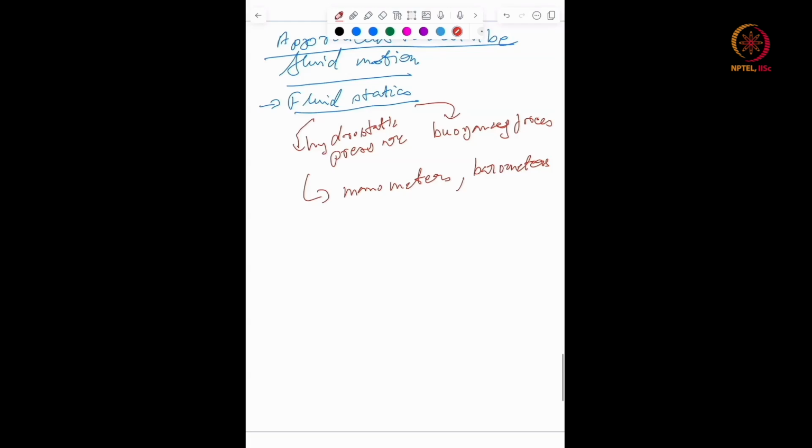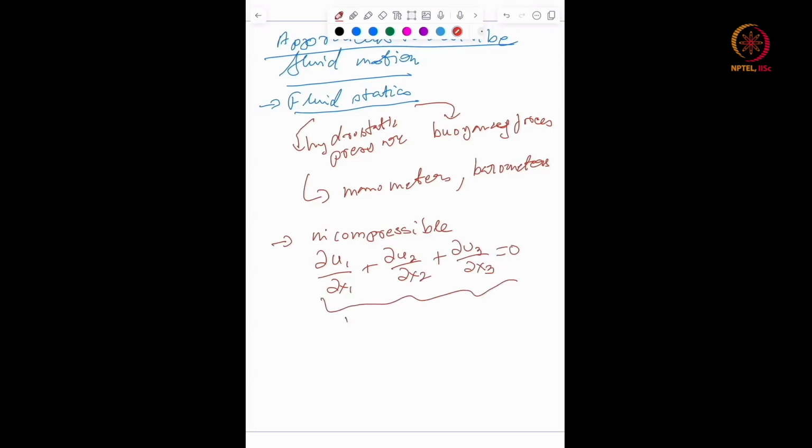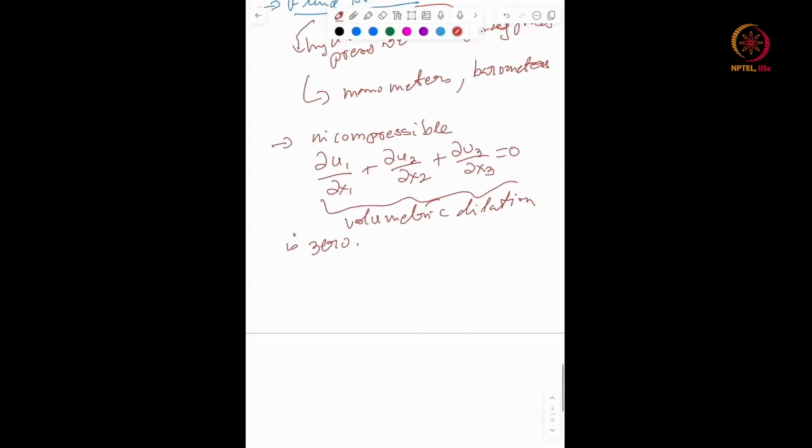Okay, then of course you have fluids which are basically incompressible. The incompressible fluids will have the condition that du1/dx1 plus du2/dx2 plus du3/dx3 will be equal to 0. This is in other words called the volumetric dilatation is 0. Dilatation is 0. So this is what happens when you are dealing with an incompressible fluid. All these derivations are there elsewhere.